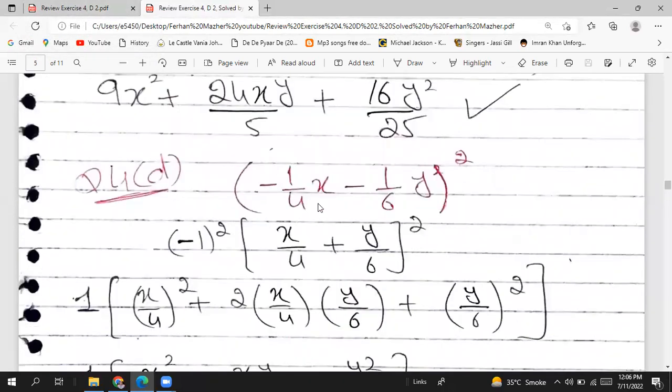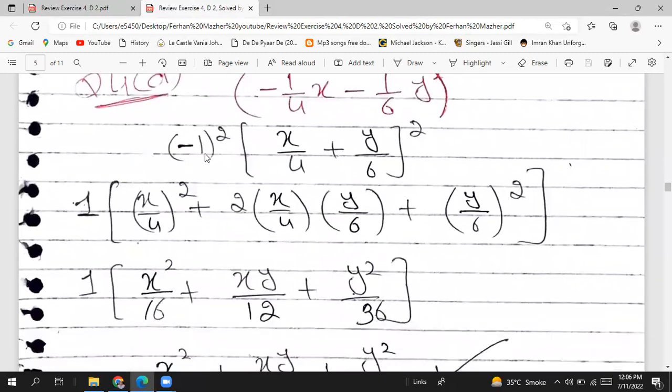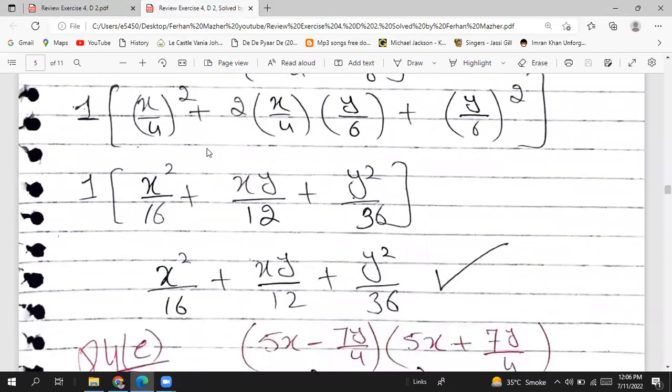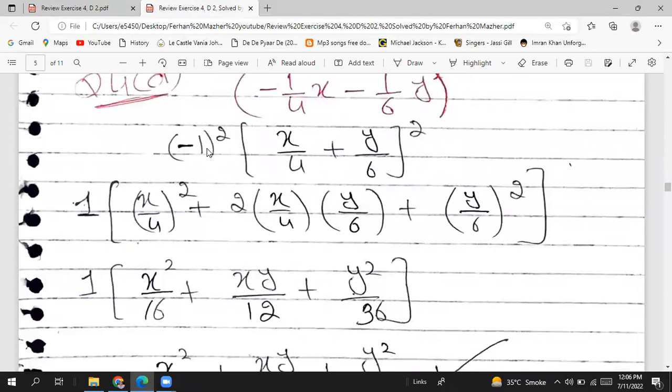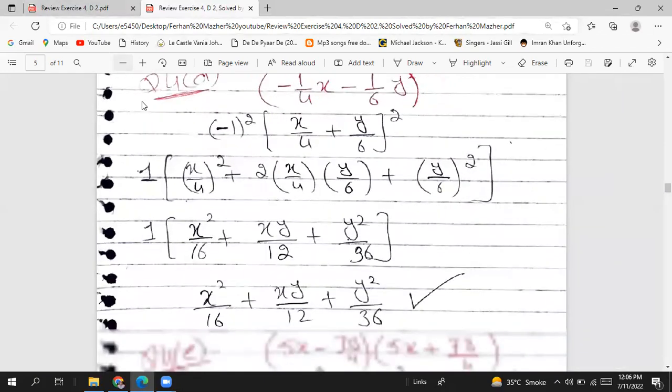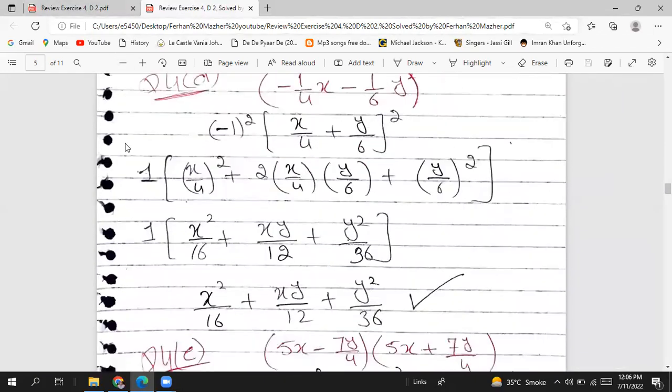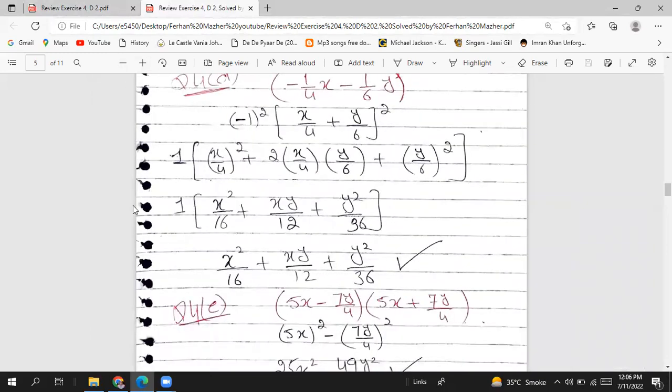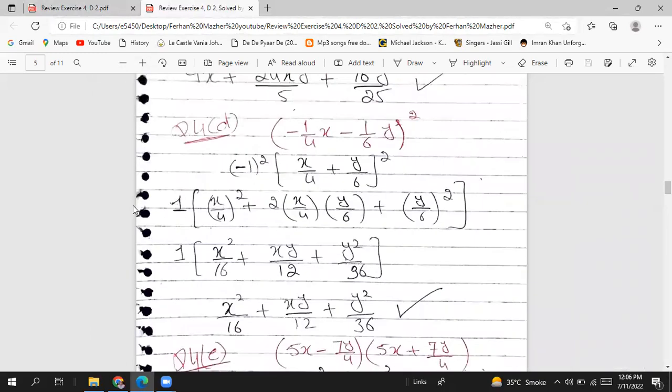You can slow down the video or pause the video, and you can see this is how this question is done. Now you can see that whole question number 4, D part, is coming up on your screen. You can pause the video and take your time.